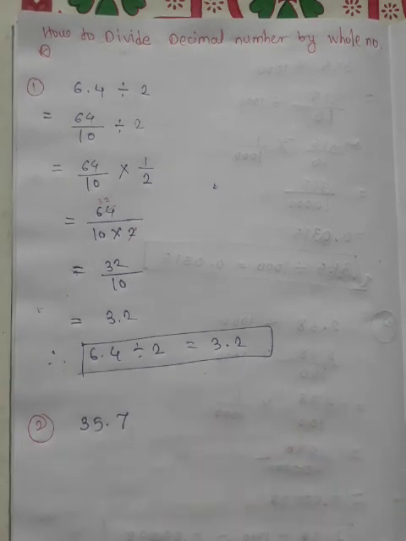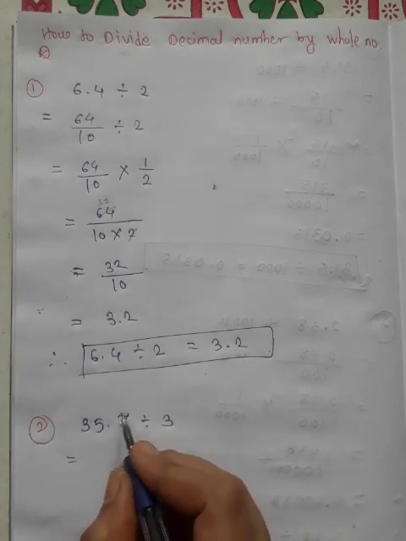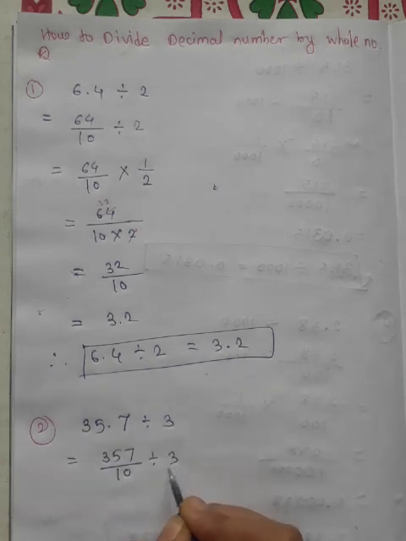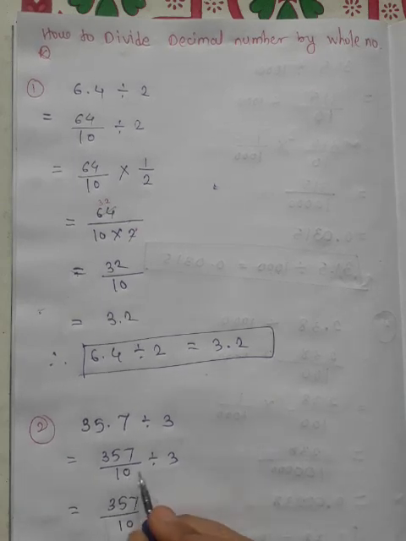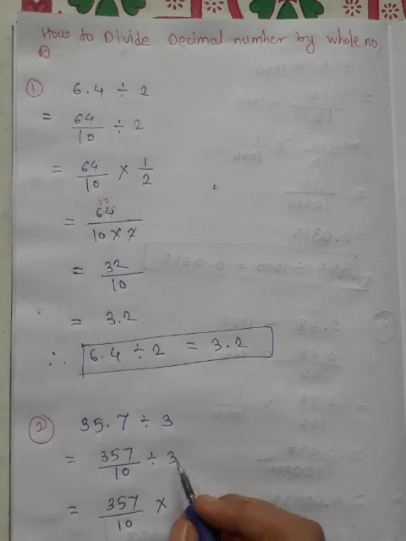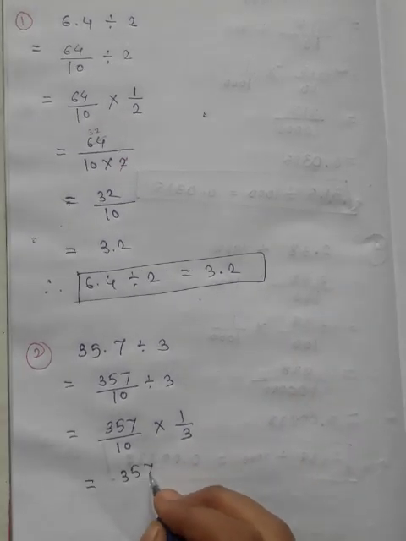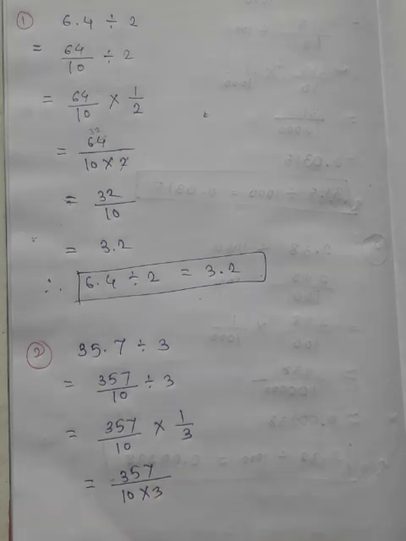35.7 divided by 3. So write this first step, write this decimal number in terms of fraction. Now, while dividing a fraction by a whole number, write the fraction as it is, replace the division sign by multiplication, and write the reciprocal of 3, that is 1 by 3. And as I discussed above, 357 by 10 into 3. So whenever there is 10, put it as it is.